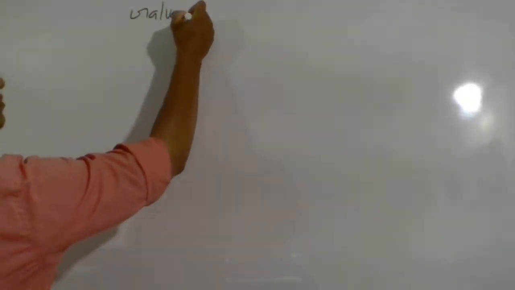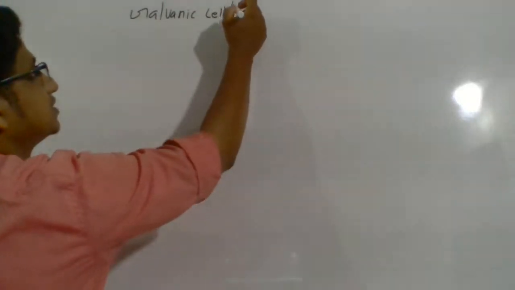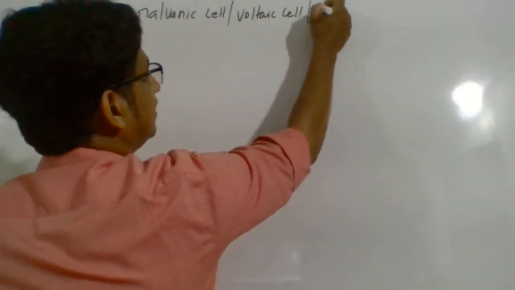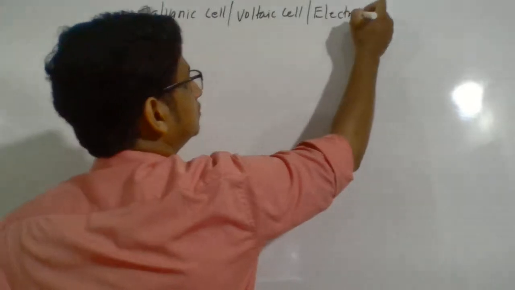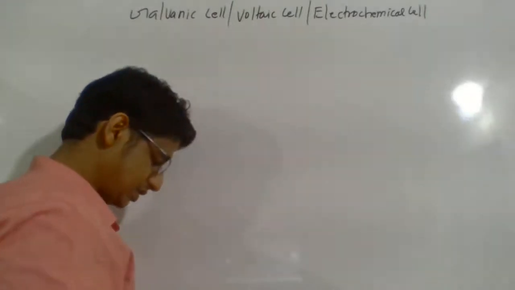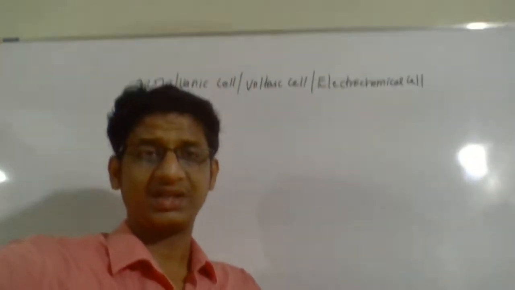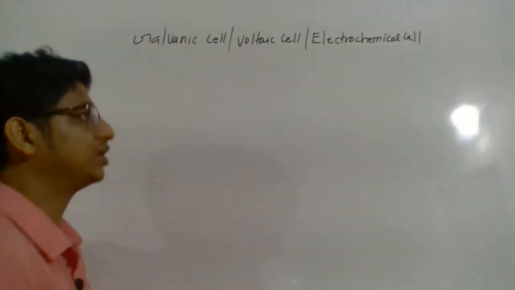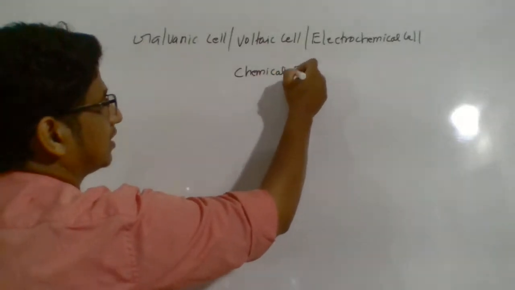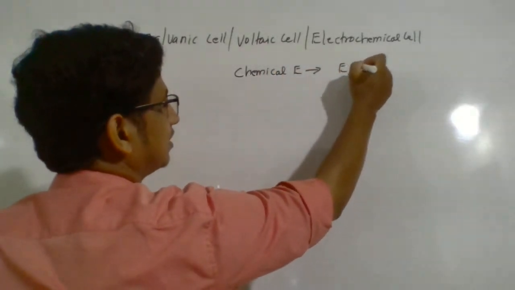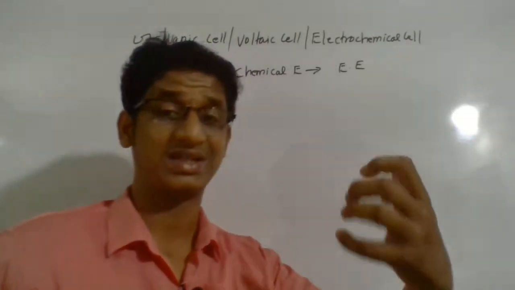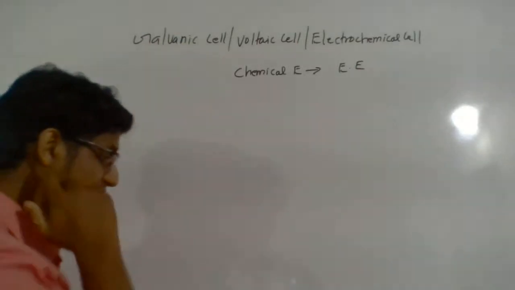Galvanic cell, or another name is voltaic cell, or simply we will call it an electrochemical cell. Why are they called electrochemical cell or galvanic cell? Here you can see chemical energy is converted into electrical energy. A chemical reaction takes place at the electrodes, and you can see electrical energy is produced. So let us understand this.